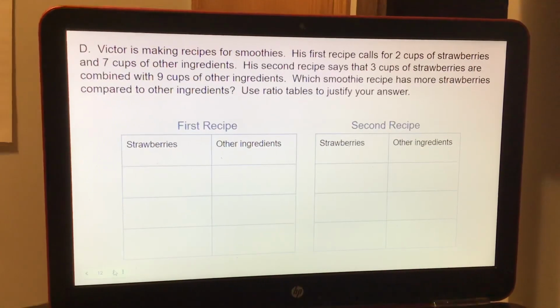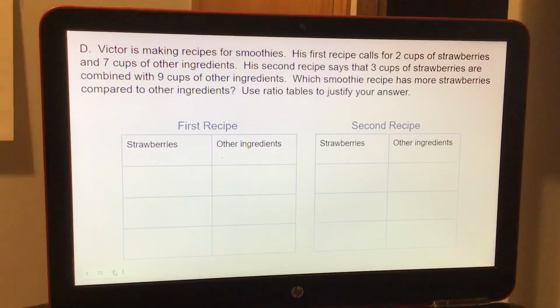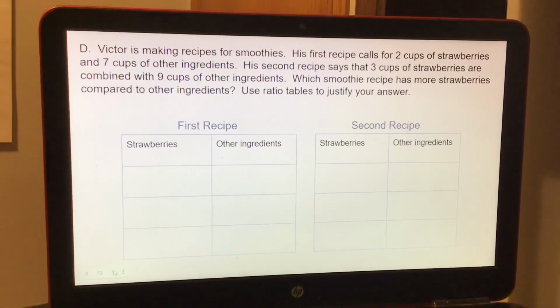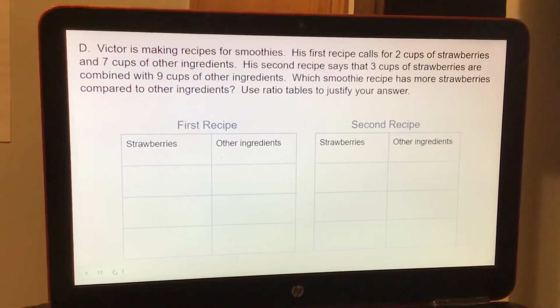Okay. And D is pretty similar. Victor is making recipes for smoothies. His first recipe calls for 2 cups of strawberries and 7 cups of other ingredients. His second recipe says that 3 cups of strawberries are combined with 9 cups of ingredients. Which smoothie recipe has more strawberries compared to the other ingredients? Use ratio tables to justify your answer. Okay, so I'm going to let you work on that. And like I said, I'll update it. Okay? Thank you.